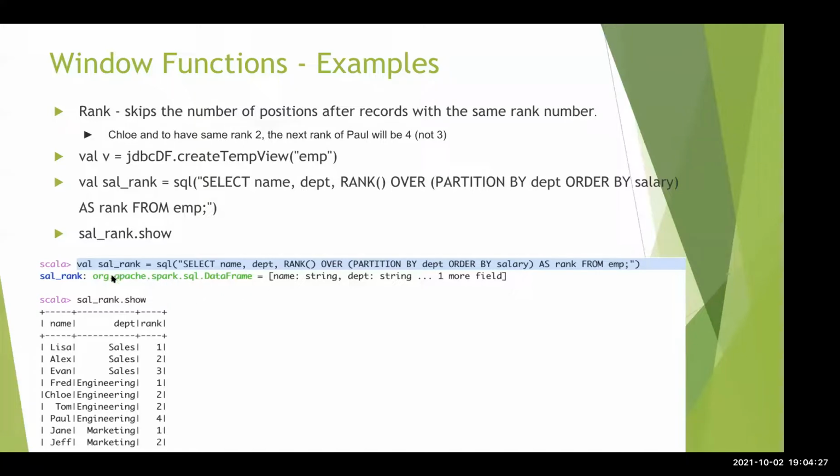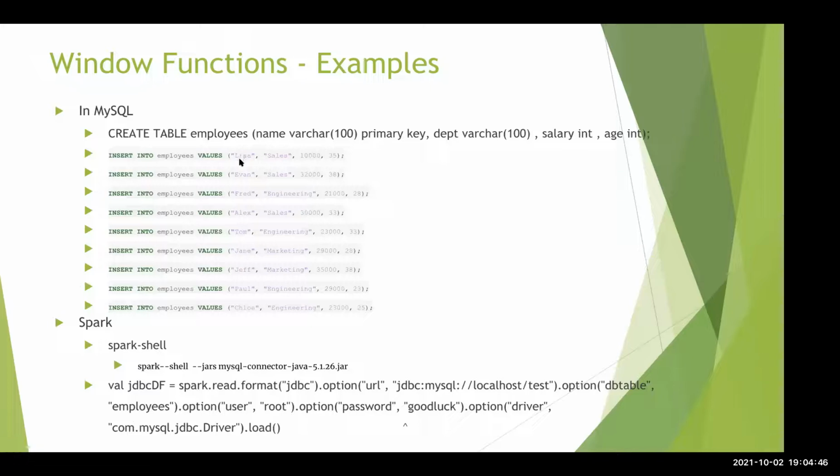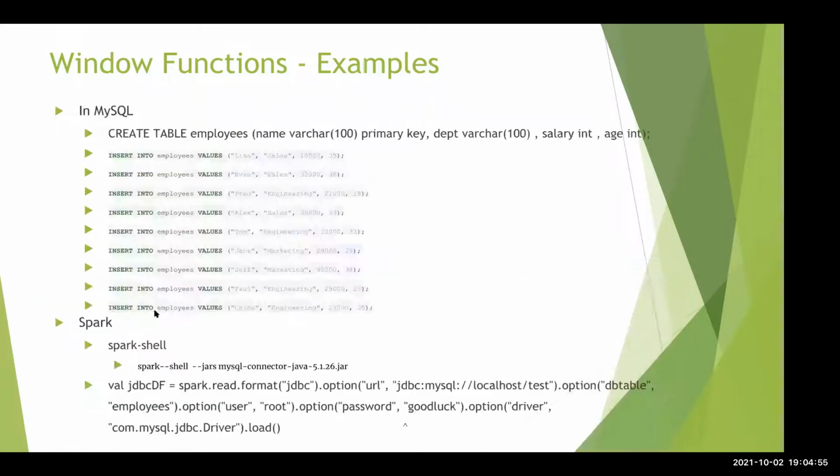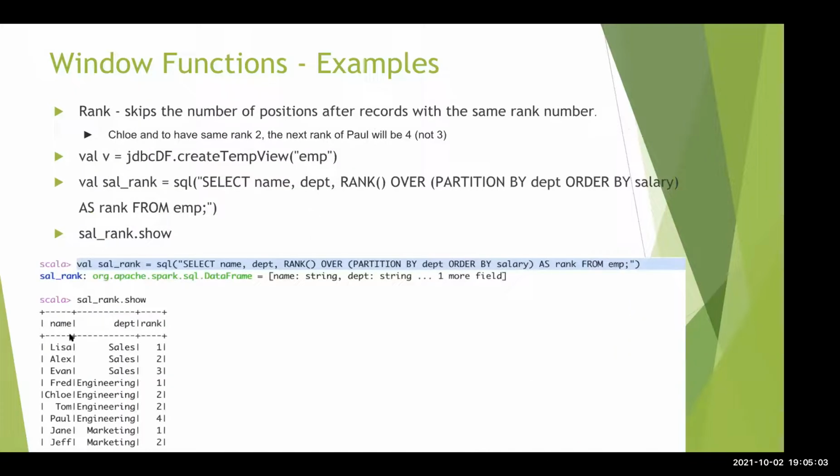And then I just print this. I'm selecting the name, department, and rank over department, order by salary. Now you see the difference. Within sales, there are three ranks: 1, 2, 3. If you see the records, Lisa, Alex, and Ivan are in sales. Based upon the salary, the rank is given. Lisa's salary is 10,000, then Ivan's is 32,000, and Alex's is 30,000. This is how the salary is ordered, because this is what we have told it.